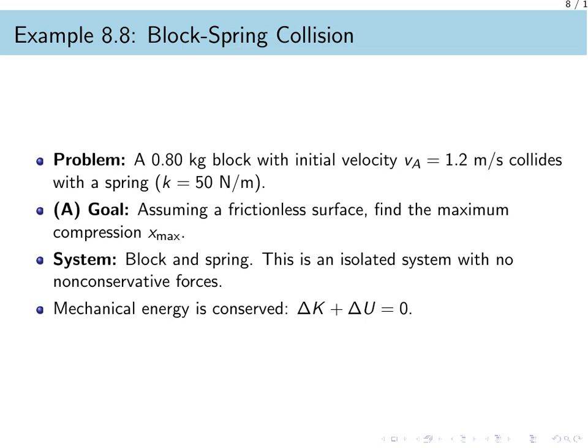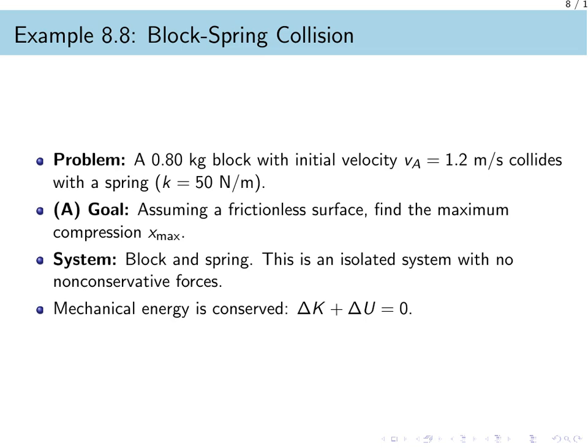In our next example, 8.8, we analyze a block spring collision. The problem setup involves a 0.80 kilogram block given an initial velocity of 1.2 meters per second. This block then collides with a spring that has a spring constant, k, of 50 newtons per meter.